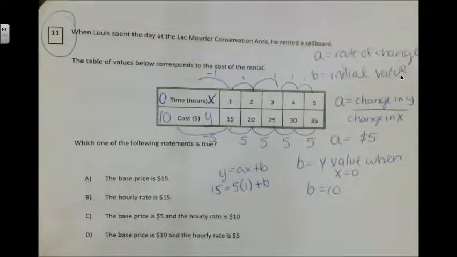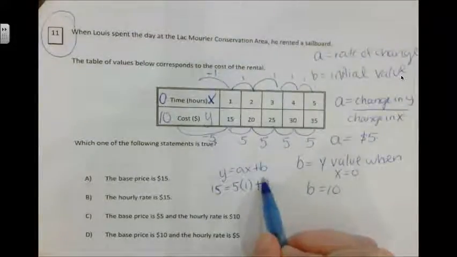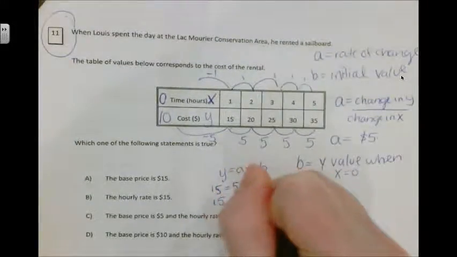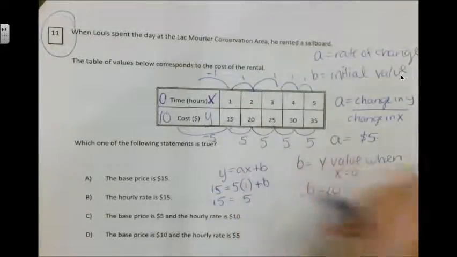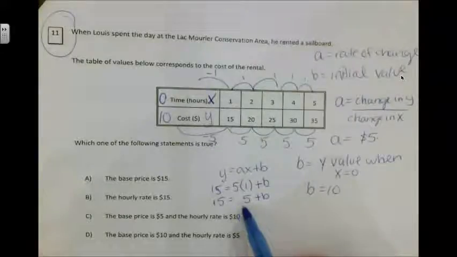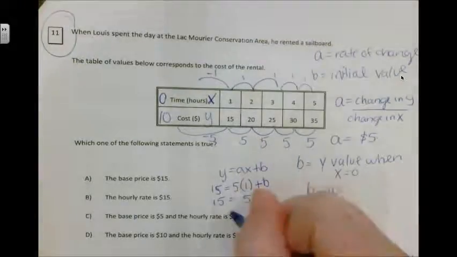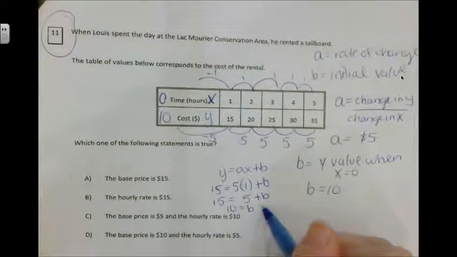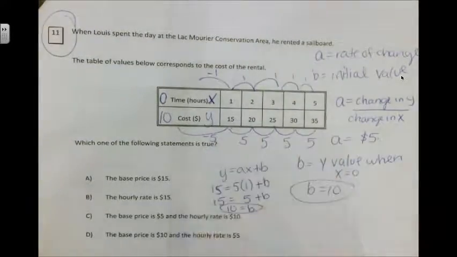So now you're just solving this equation to figure out what B is. It's like a variable that's by itself. So 15 equals 5 times 1 is 5, plus B. And then if you just bring your 5 to the other side and subtract 5, you get 10 equals B. And it's exactly the same thing that we got when we went backwards in the table. Okay, so those are your two options for figuring out your B.